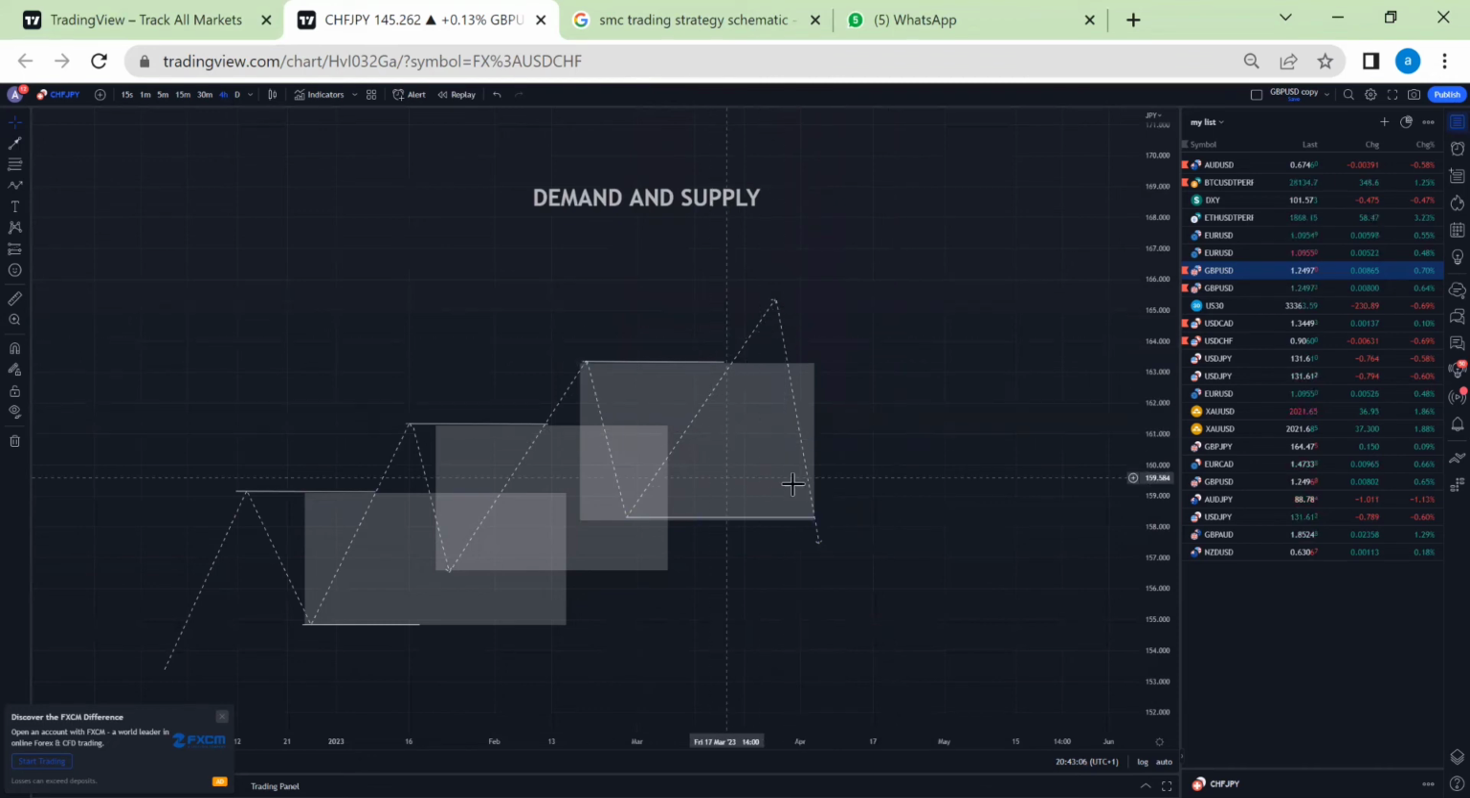Now, if you come to demand and nobody is still interested in buying, it will continue going down. And it will change character to what? To bearish.